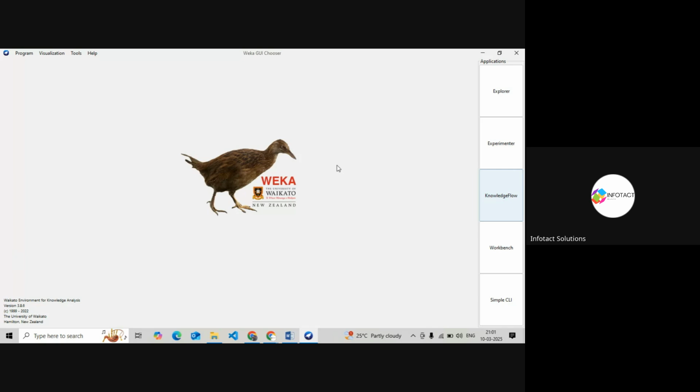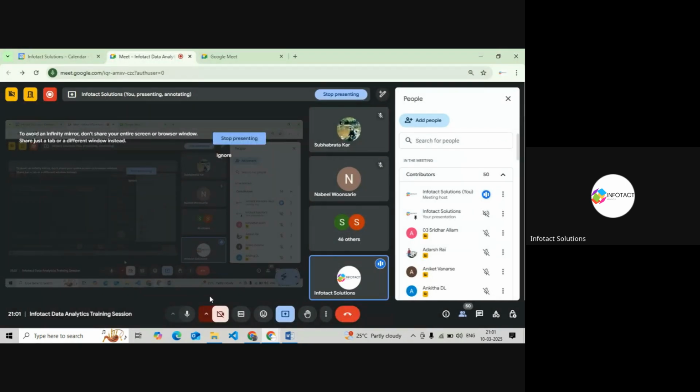Everyone getting it? So having said that, this is all about the Weka tool. And in the next class, I'll ask everyone, go for YouTube, go for anywhere else, but use a model and visualize the model using one data set in the Weka tool. This is the next homework for everyone. Getting it?